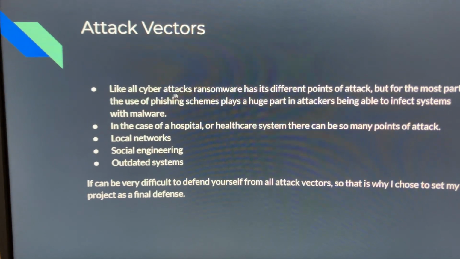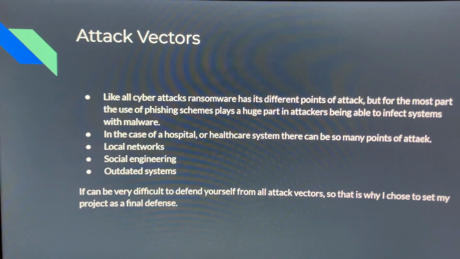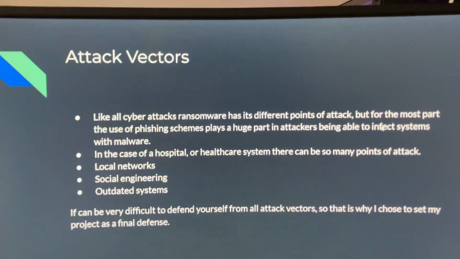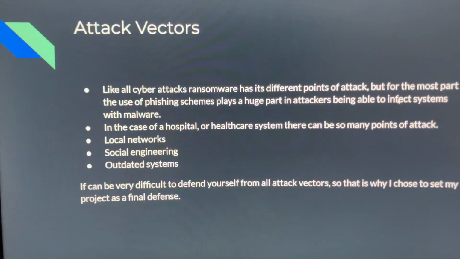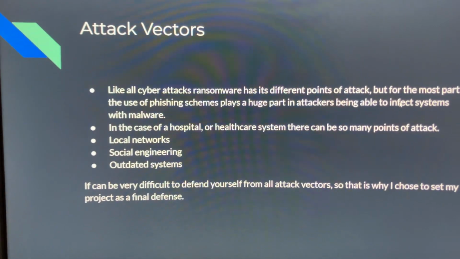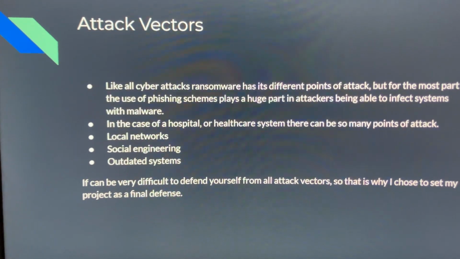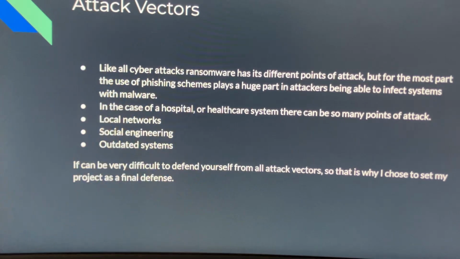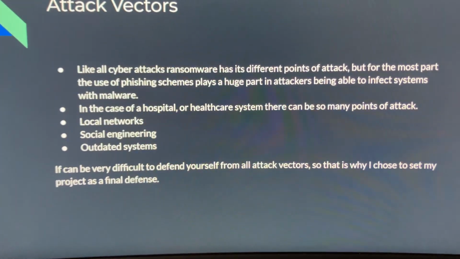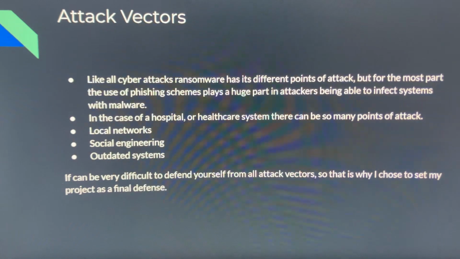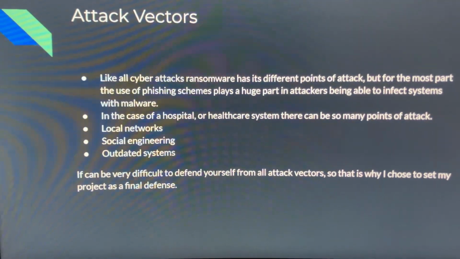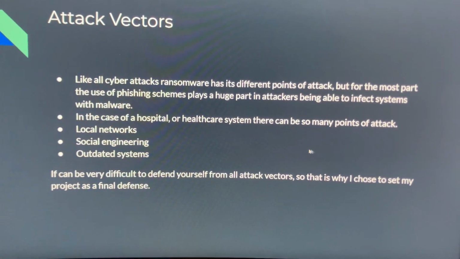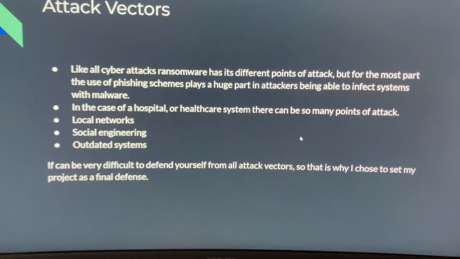Attack vectors. Like all cyber attacks, ransomware has different points of attack, but for the most part, the use of phishing schemes plays a huge part in attackers being able to infect systems with malware. In the case of a hospital or healthcare system, there can be many points of attack: local networks, social engineering, or outdated systems. People are still running Windows 7, or, say, all the data files are on the same network as the public Wi-Fi within the hospital. It can be very difficult to defend yourself from the attack vectors, so that's why my project focuses more on a final defense.